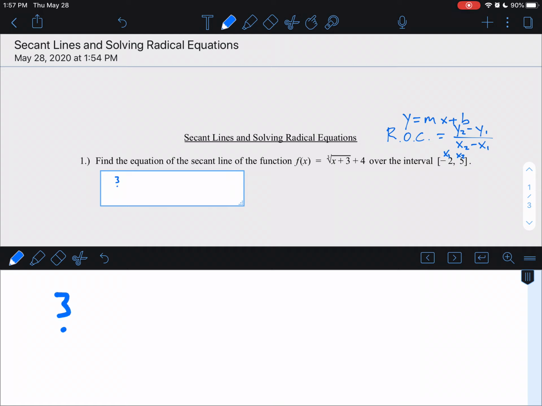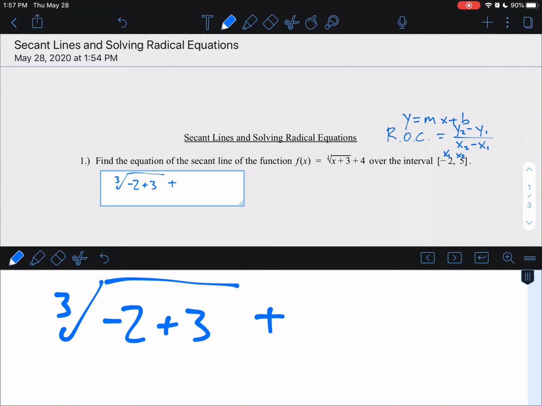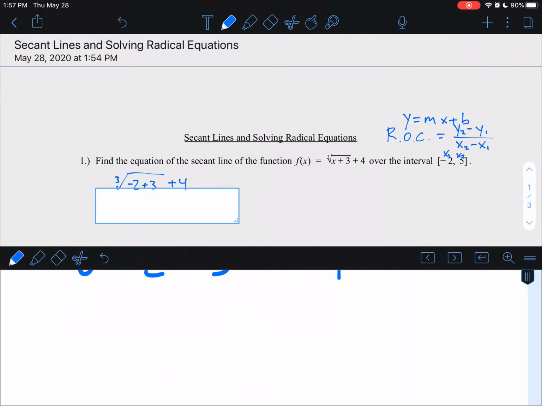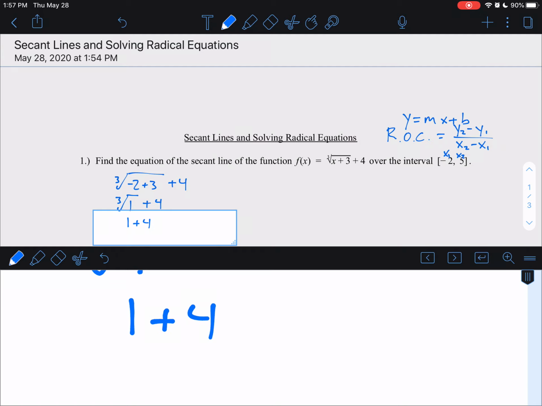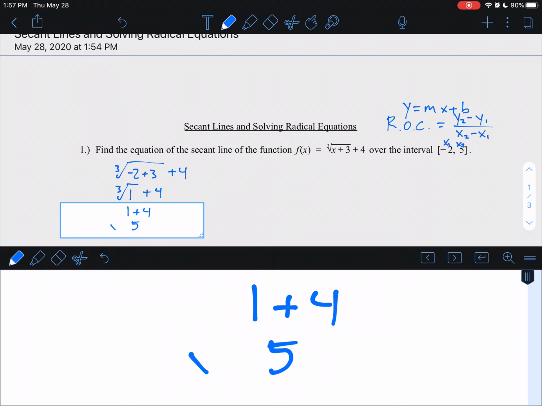So the cubed root of -2 plus 3, plus 4. -2 plus 3 is going to be 1, and the cubed root of 1 plus 4, the cubed root of 1 is 1, plus 4 equals 5. That means my y1 is 5.